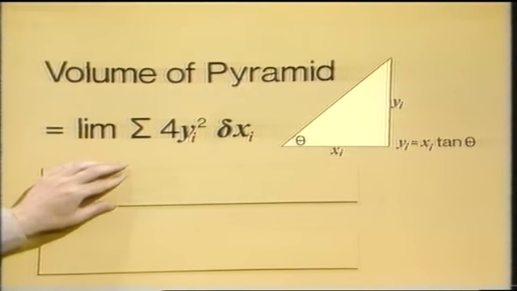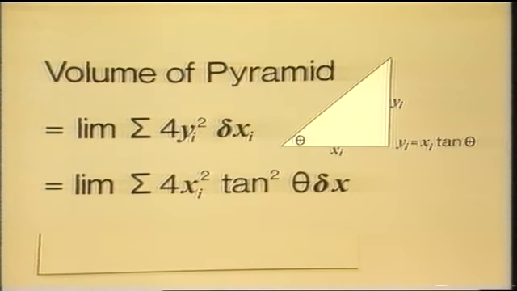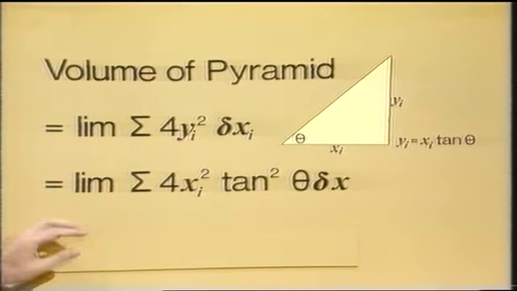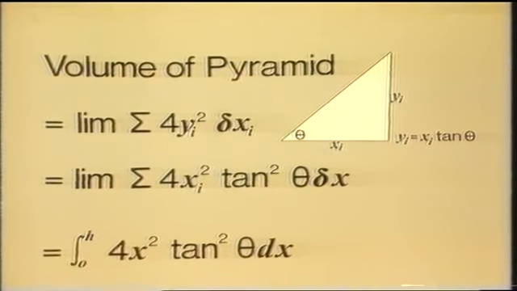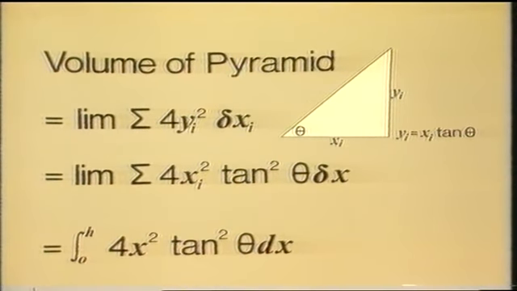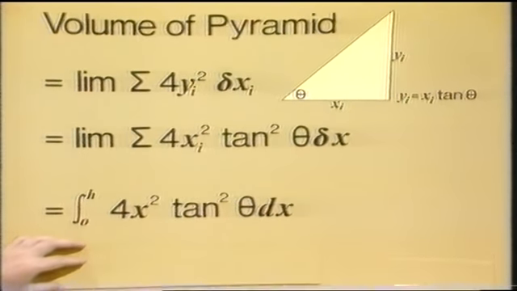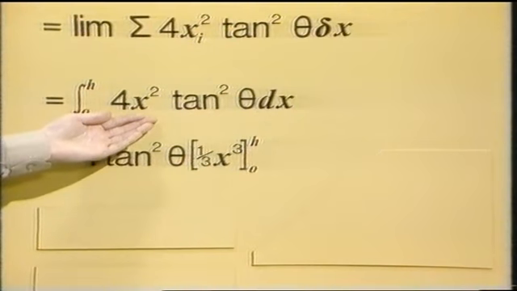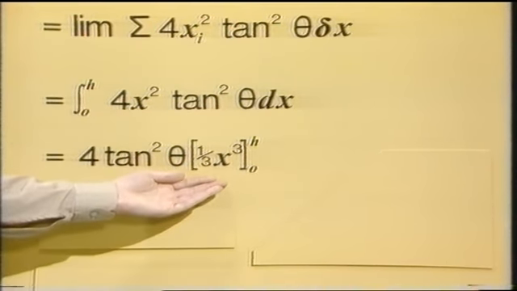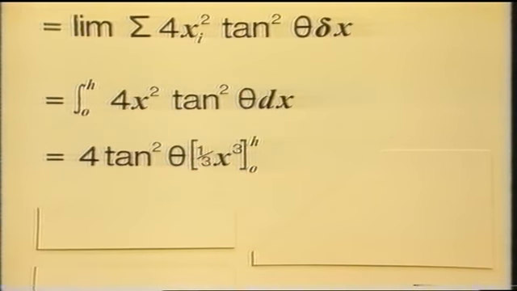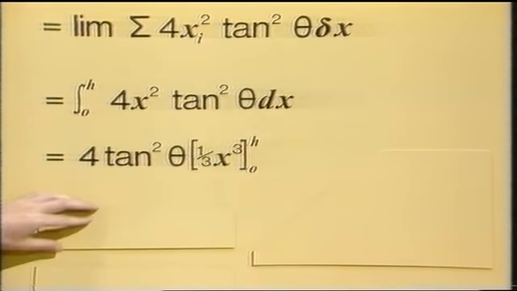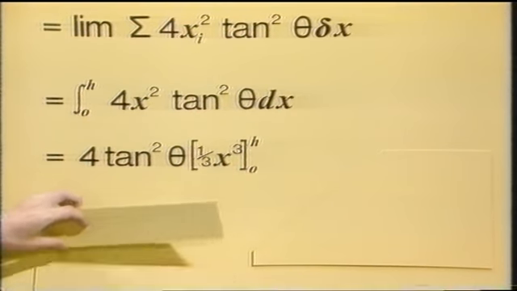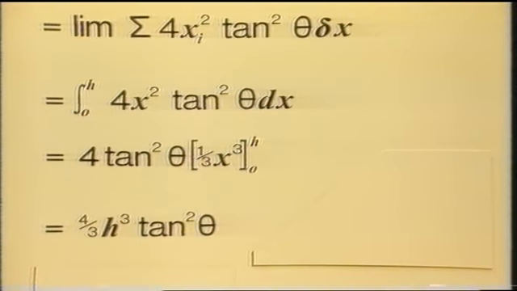Making this substitution gives this. And we can write this expression as this integral. Now, we can evaluate that integral, and as before, 4 tan squared theta is just a constant, and x squared has primitive 1/3 x cubed. Evaluating this from x equals 0 to x equals h gives this expression as the volume of the pyramid.